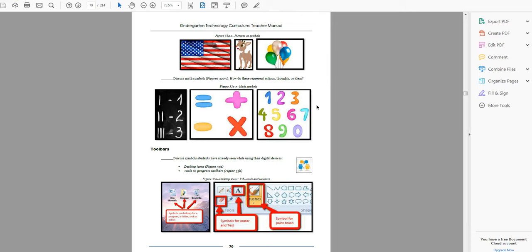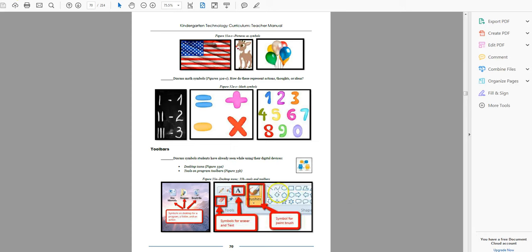And you might have other things. You might have a whole lesson going on in kindergarten about symbols, or they had one and now you're reinforcing that a couple weeks later. So very good to do. Then the toolbars. Okay, so they haven't done a lot of technology yet. They're only in their fifth week.